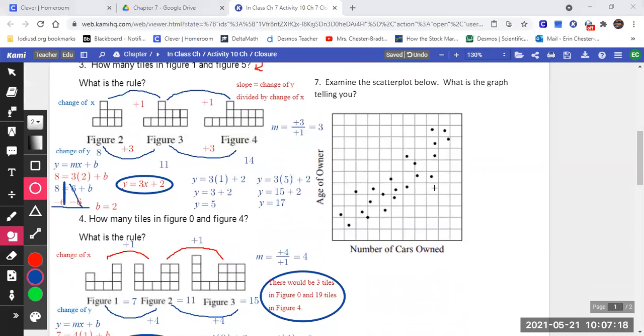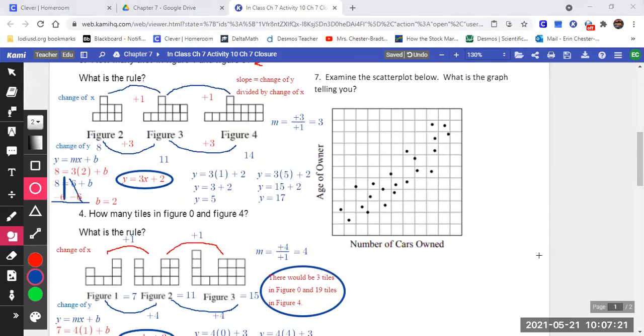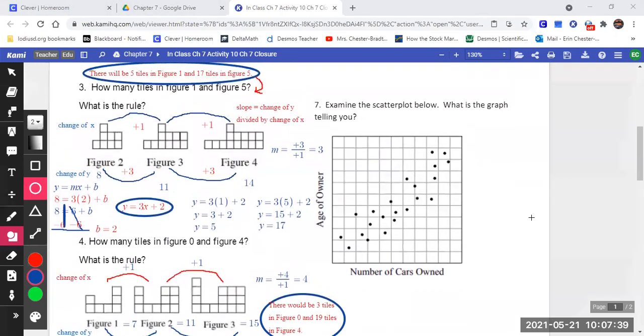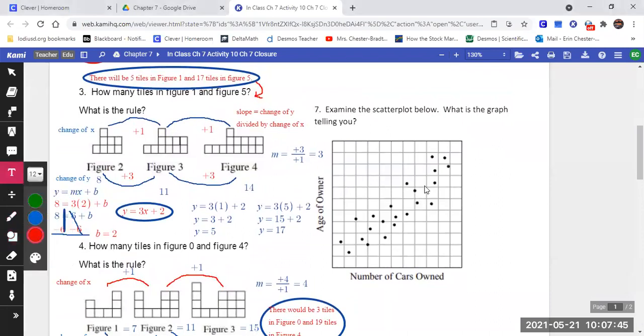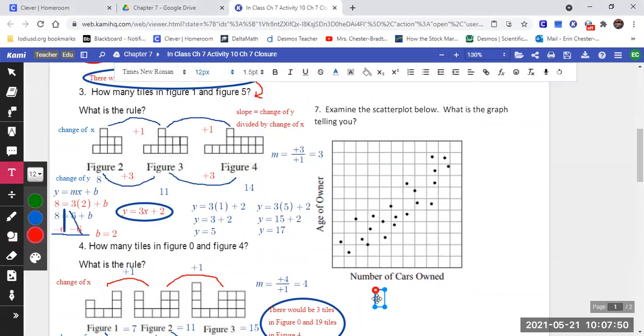We're describing what this graph is telling us is going on. So we need form, we need direction, we need to know what it is about. So what form is it taking? Linear or nonlinear? Linear. This is a linear relationship.